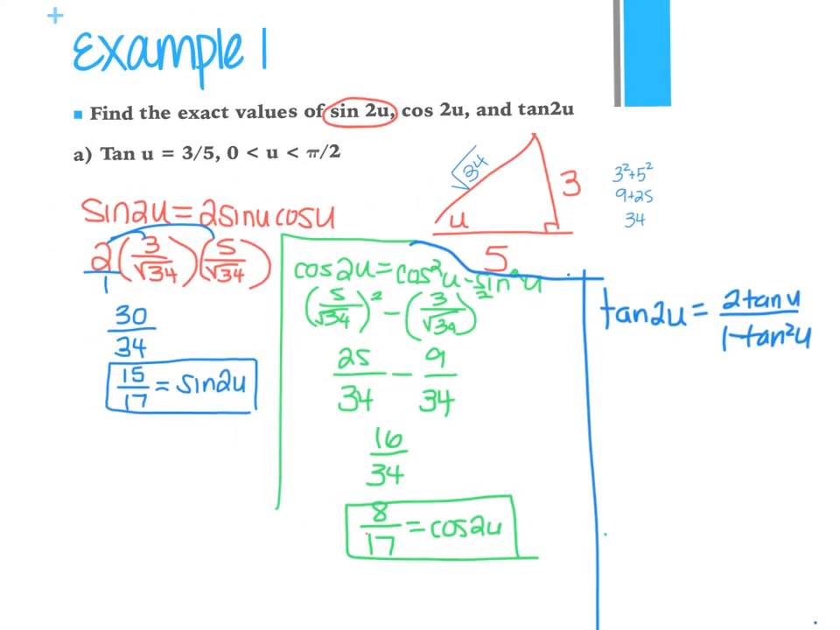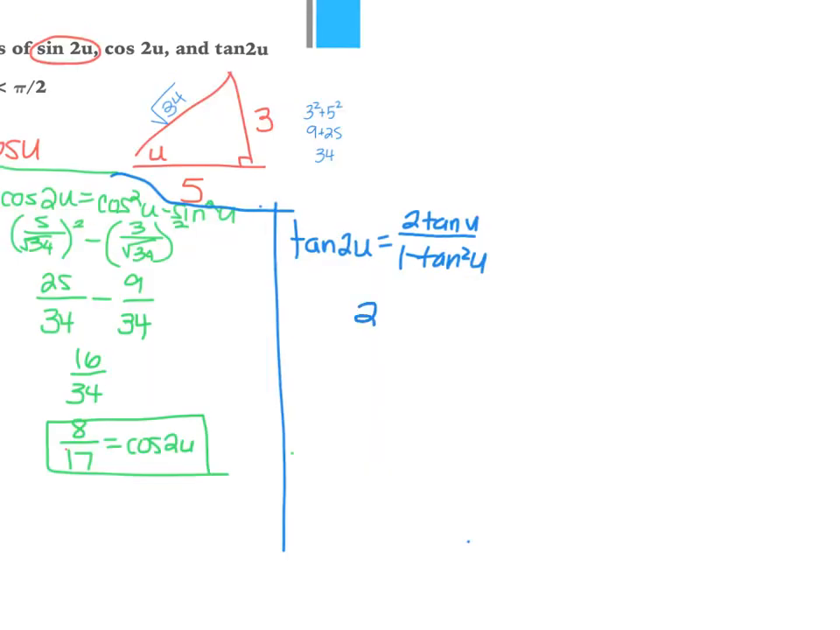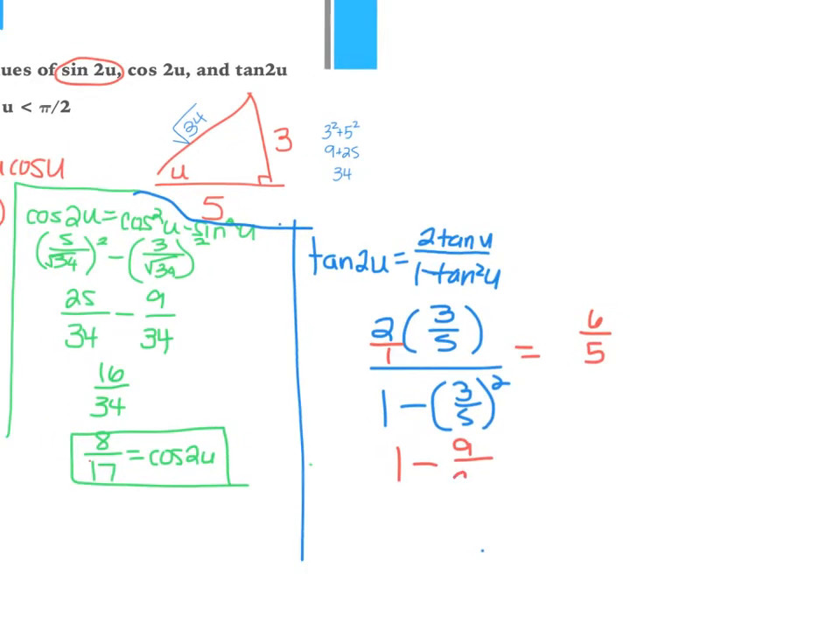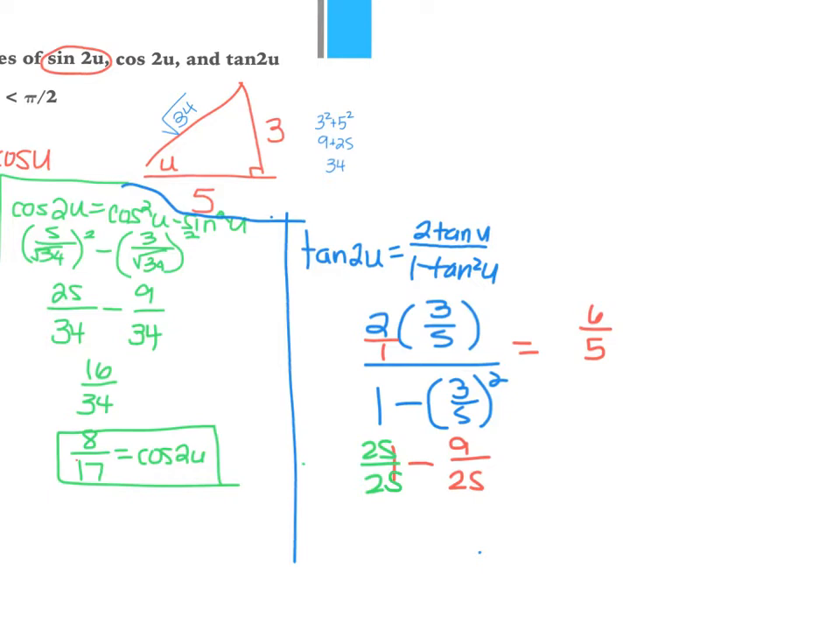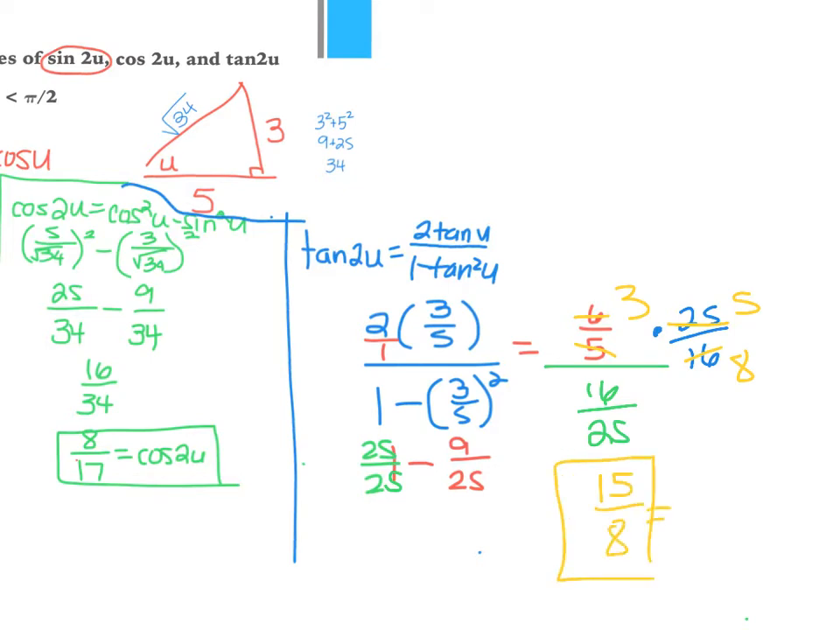So 2 times 3/5 over 1 minus 3/5 squared. Multiply out my numerator and I get 6/5. This becomes 1 minus 9/25. And I have to change this so it's 25 over 25. And my denominator becomes 16 over 25. And then keep, change, flip, 25 over 16. 5 goes into 25 5 times. This is 3. This is 8. And I get 15 over 8 for tangent of 2u.